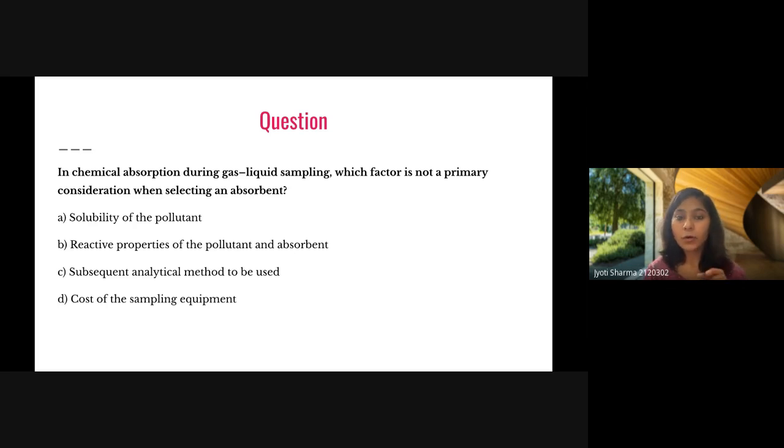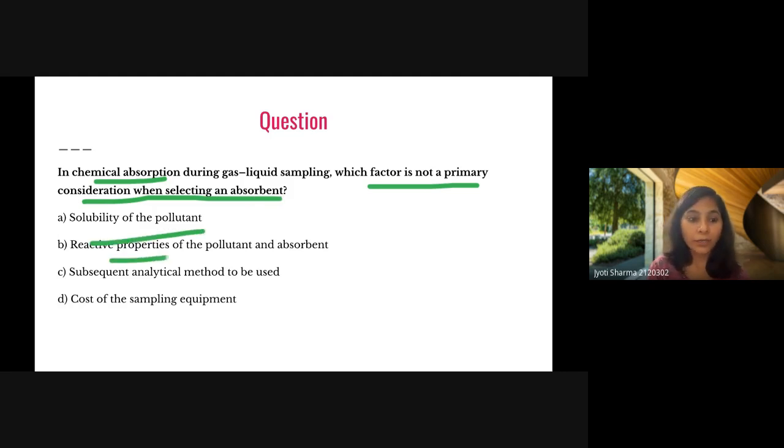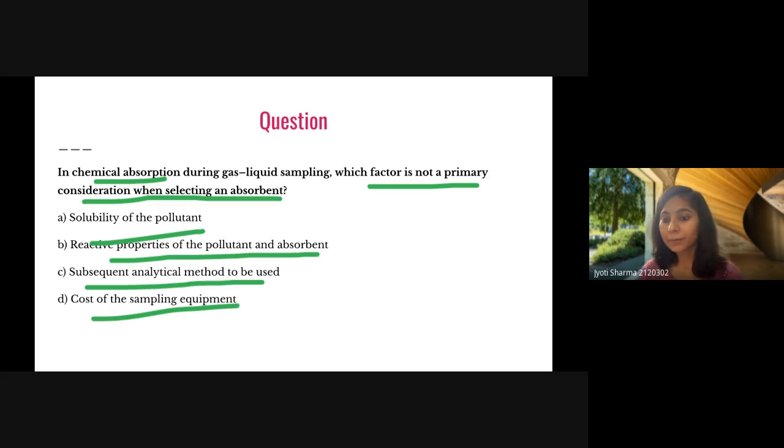Okay, so we have discussed two methods till now. The first is grab sampling. The second is physical absorption. Then the third method by which we can do air sampling is chemical absorption. And you have to tell me which factor is not a primary consideration when selecting an absorbent: solubility of the pollutant, reactive property of the pollutant and absorbent, subsequent analytical method to be used, or cost of the sampling equipment. So what do you think? What is the right answer for this?